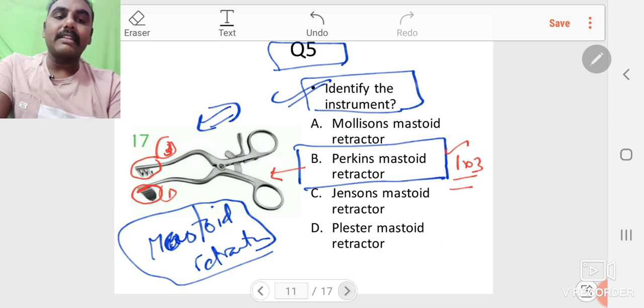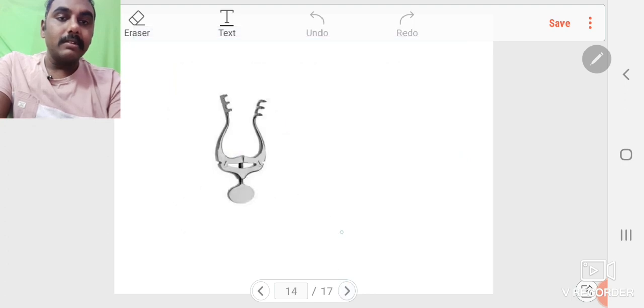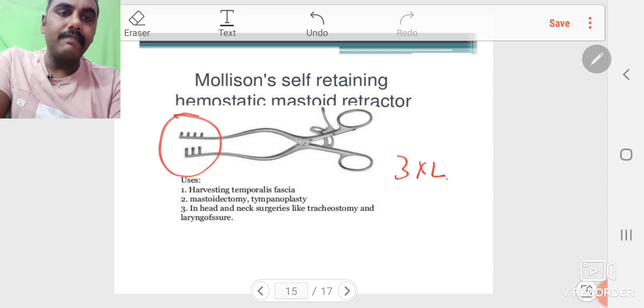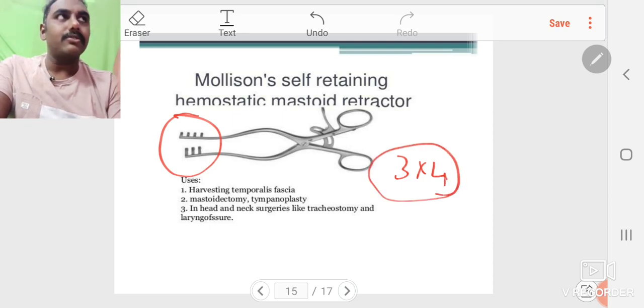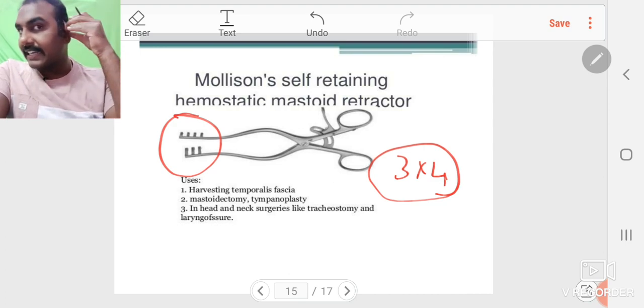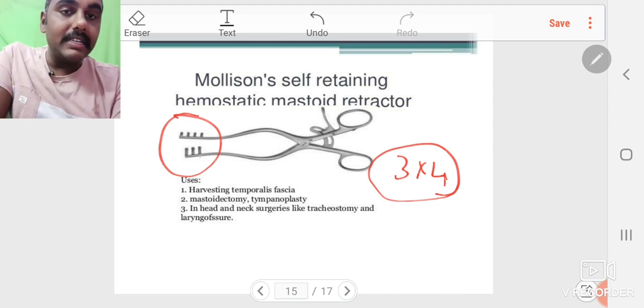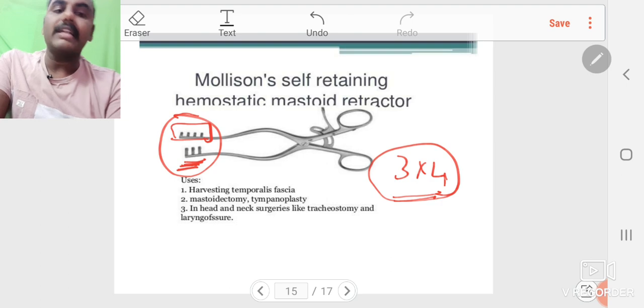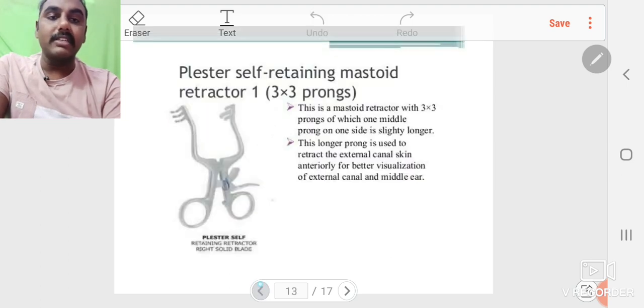Mollison's mastoid retractor, Mollison's is a 3 cross 4, okay. All mastoid retractors are used for harvesting temporalis fascia and for retracting the mastoid. So, Mollison's is 3 into 4, where one end will be a 3 tooth end and the other will be a 4 tooth end, okay.